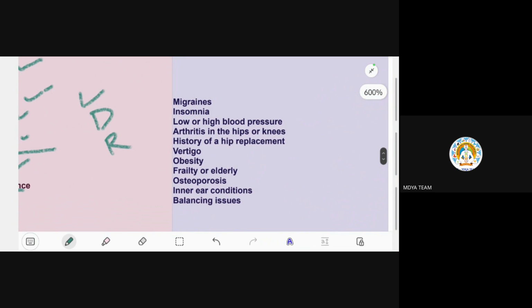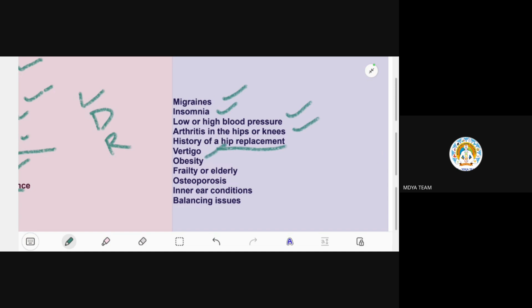Okay, the contraindications: migraines. Why migraines? Because the body is not able to balance temperature and blood pressure. Insomnia, high and low blood pressure, arthritis at the hips and knees, and a history of hip replacement. Once a person has gone through a replacement, that person should avoid this asana for the whole lifetime.